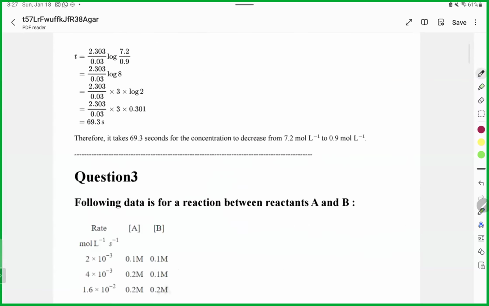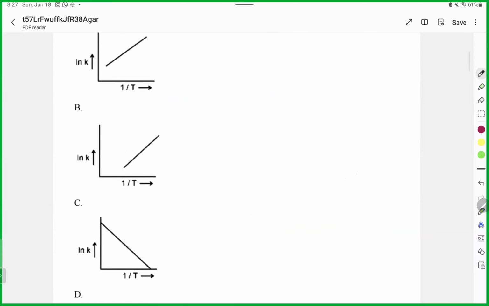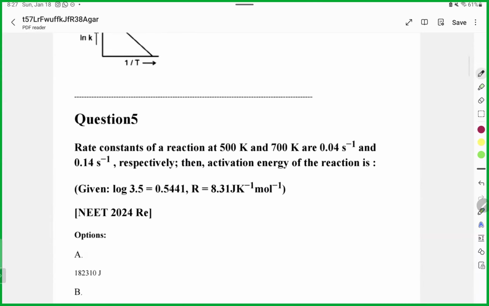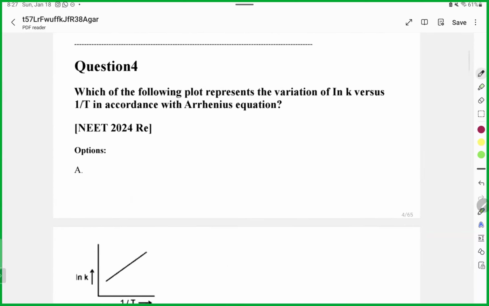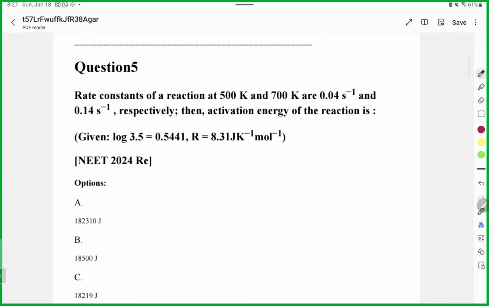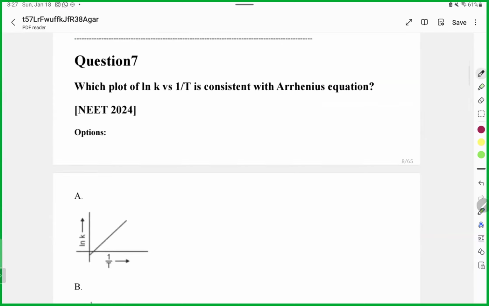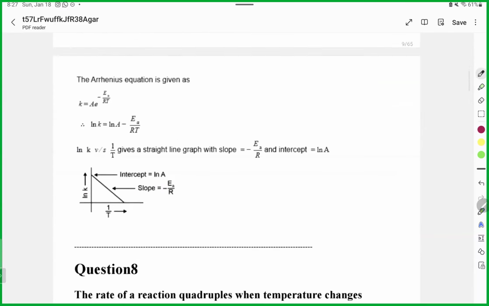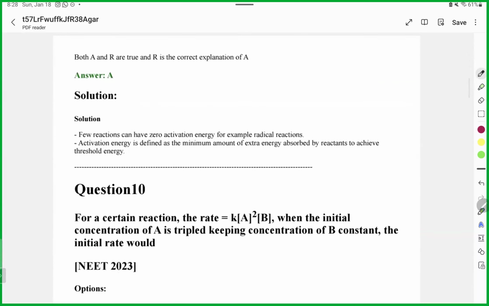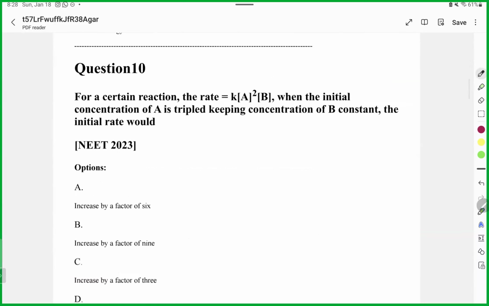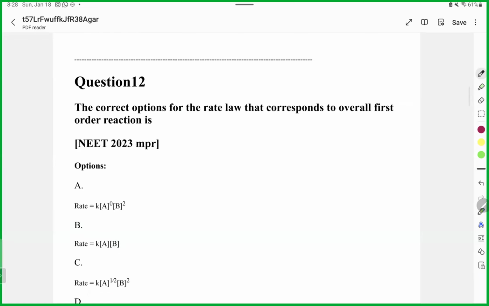We did this question already yesterday. The Arrhenius graph we didn't do. Arrhenius equation we didn't do. Activation energy we didn't do. Activation energy again, Arrhenius equation again. We did this yesterday. Done this, overall done.